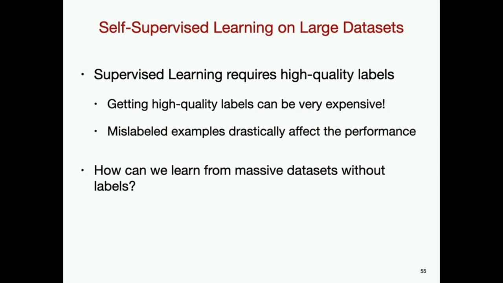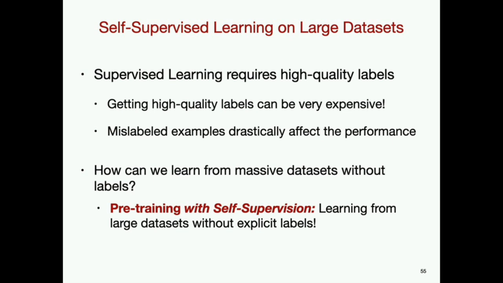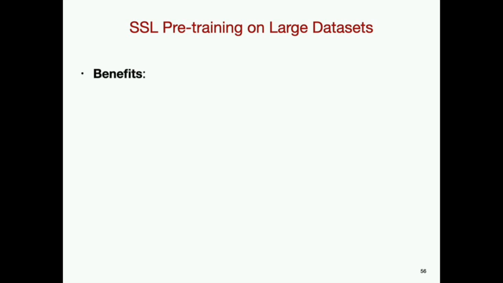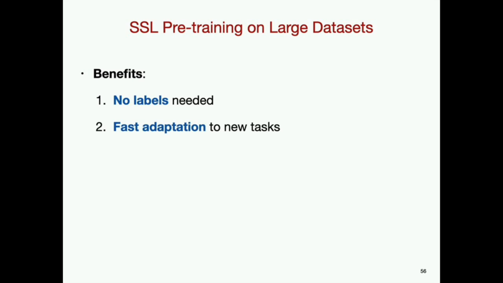So how do we then train with these massive data sets that we have today, but without labels? So the obvious answer is we can do pre-training with self-supervision, which is we can exploit the supervision that the data provides and learn from it without labels. So the benefits of pre-training are, of course, we don't need labels, right? That's the main benefit. But also, you can quickly adapt models that are pre-trained with self-supervised learning to new tasks. And also, you can get much better robustness to distribution shift.